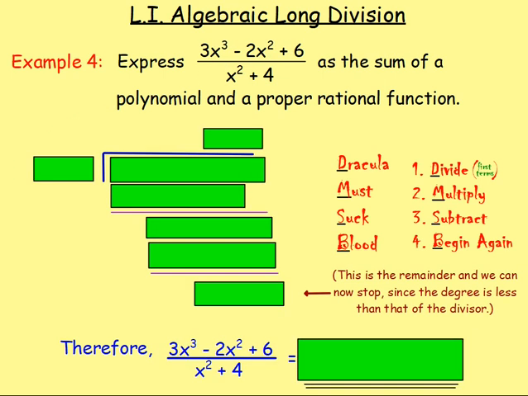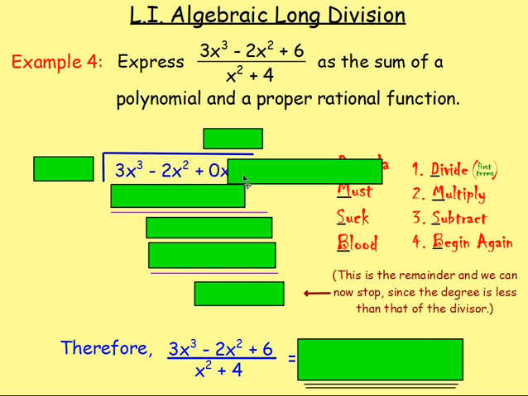Example 4, express 3x cubed take away 2x squared plus 6 over x squared plus 4 as the sum of a polynomial and a proper rational function. Again, very similar to the other questions. So we're dividing this 3x cubed take away 2x squared plus 6. Just remember, there are 0x terms, so write that in as 0x. And we're dividing that by x squared plus 4. So we're going to x squared plus 4 here.